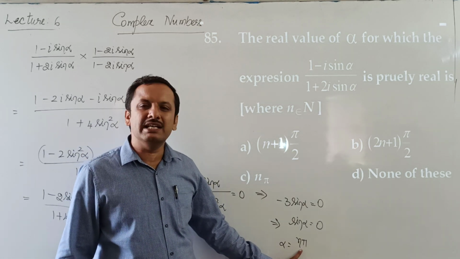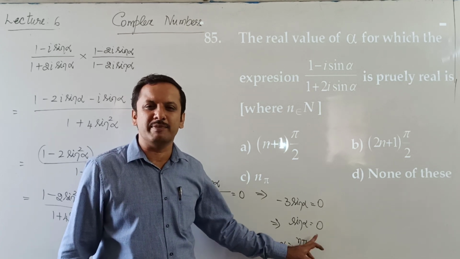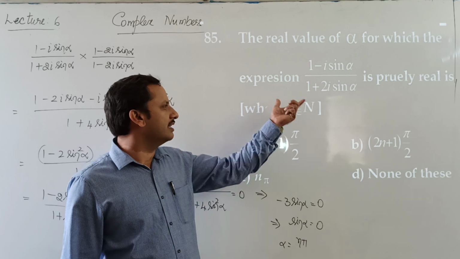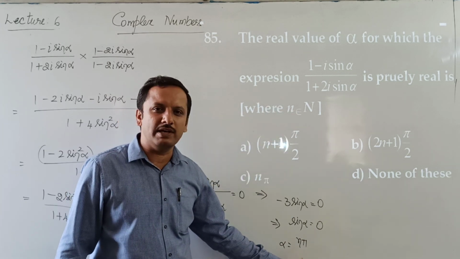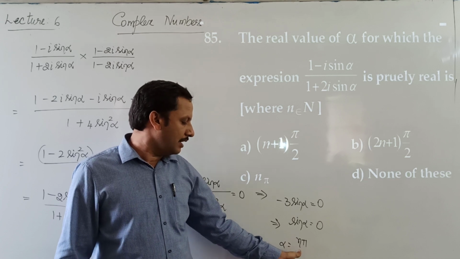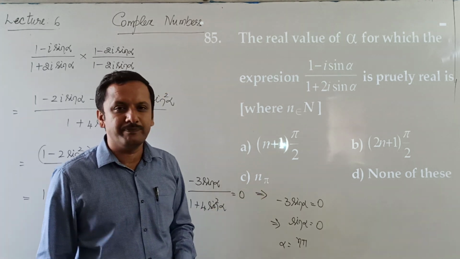If I put n as 1, sin pi, put n as 2, sin 2 pi, sin 3 pi. N can be an integer also. But here they have given n belongs to N. So this is a subset of the set of all integers. So alpha is equal to n pi is the correct answer. N pi.